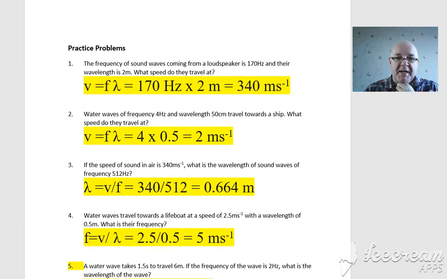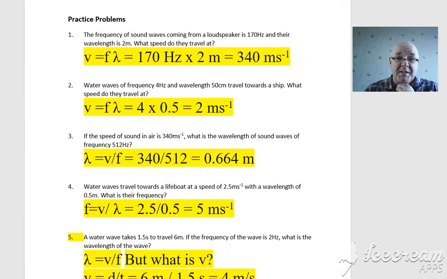So we've got these practice problems here. The first practice problem: the frequency of sound coming from a loudspeaker is 170 Hertz, and the wavelength is 2 meters. What speed do they travel at? We just put them into our formula. v equals f times lambda, so it's 170 times 2, which is 340 meters per second. Again, you should remember that from the previous one. Sound travels at roughly 340 meters per second.